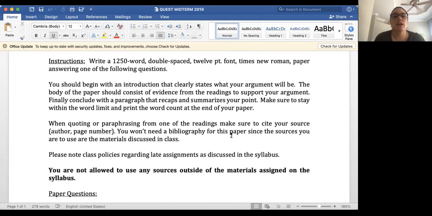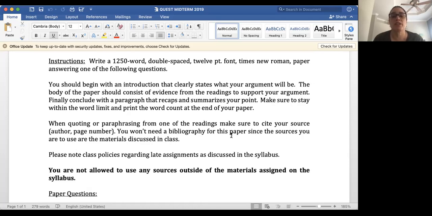You should begin your essay with an introduction that clearly states what your argument will be. The body of the paper should consist of evidence from the readings to support your argument. And finally, have a concluding paragraph that recaps and summarizes your point. Make sure to stay within the word limit and print the word count at the end of your paper.